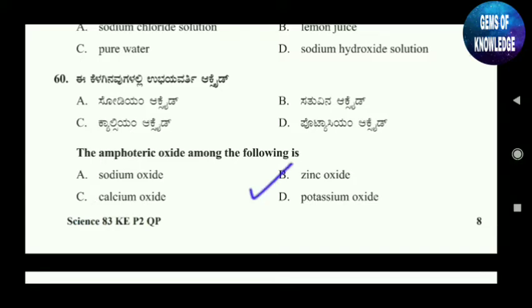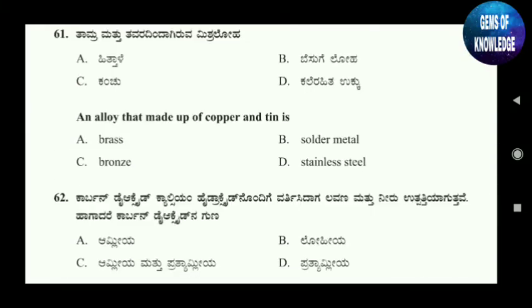Before moving to the next question, let me tell you what amphoteric oxides are. Amphoteric oxides are those oxides which react with both acids as well as bases. Among these we have only two things, that is aluminium as well as zinc. So here the correct option is zinc oxide. Next, moving to the next question. The next question here is, an alloy that is made up of copper and tin is.